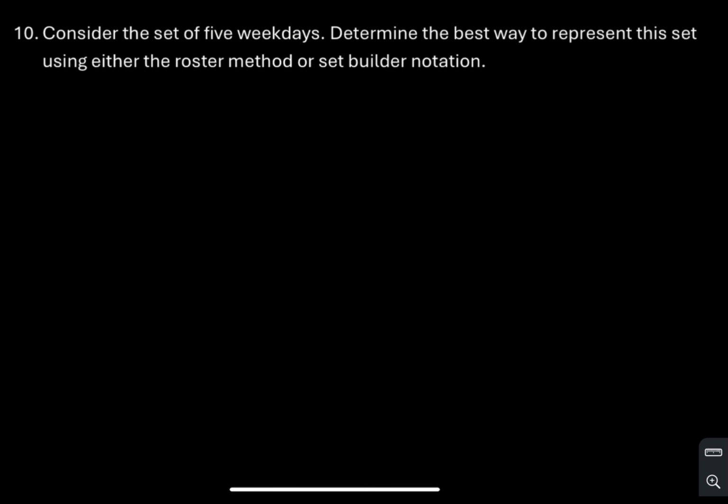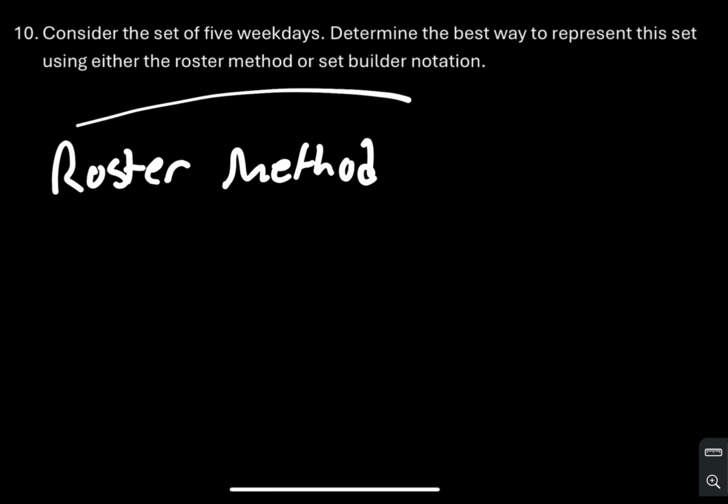So for this 10th problem, it says consider the set of 5 weekdays. Determine the best way to represent the set using either the roster method or set builder notation. Now, our elements in our set are going to be our 5 weekdays. So there's only 5 elements in our set. Now, since it's such a small amount to where we can write each element one by one, we know that the best way to represent the set would be roster method. And that's going to be your answer.